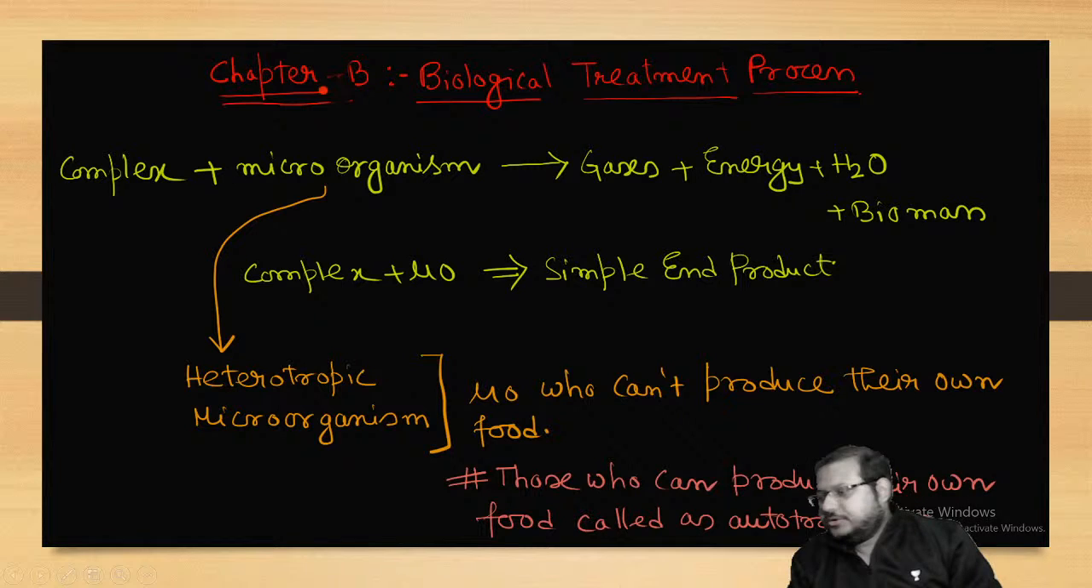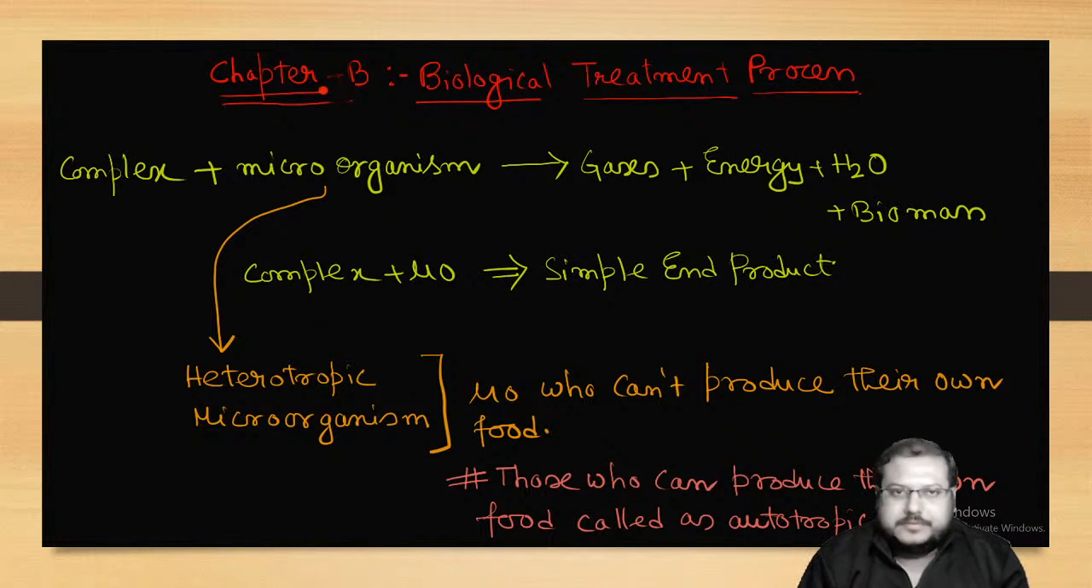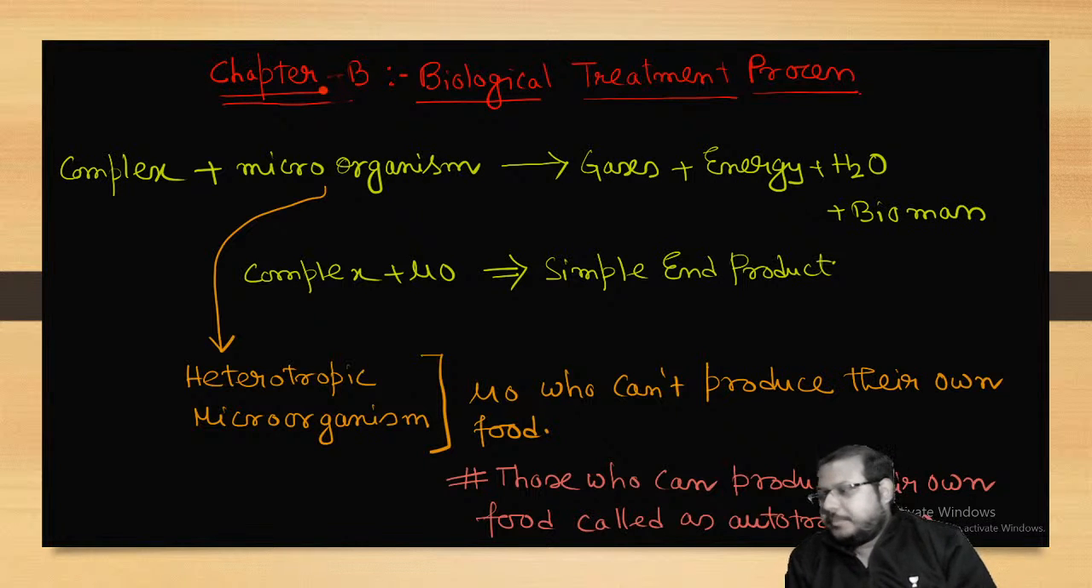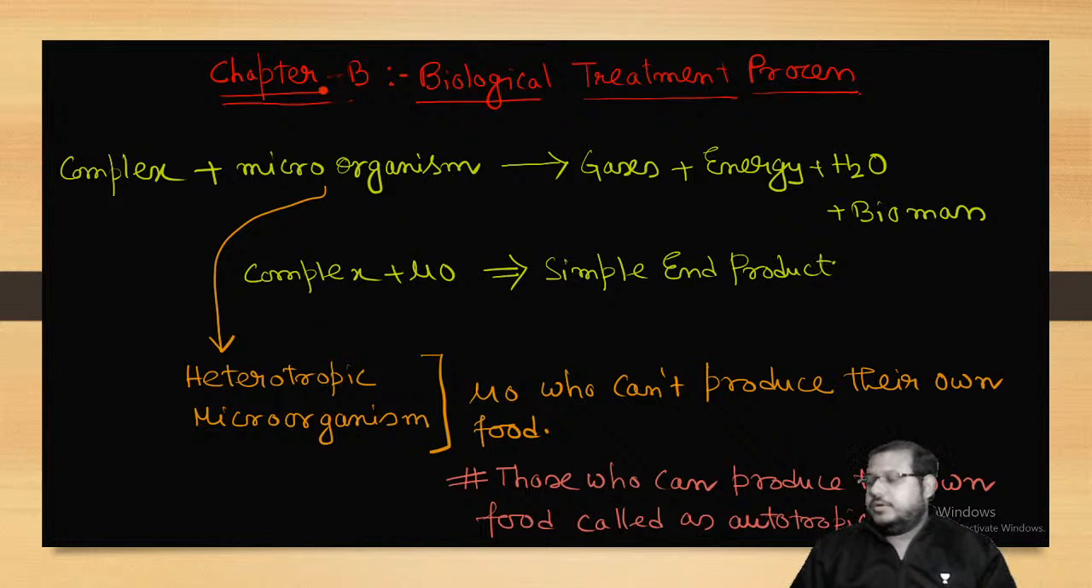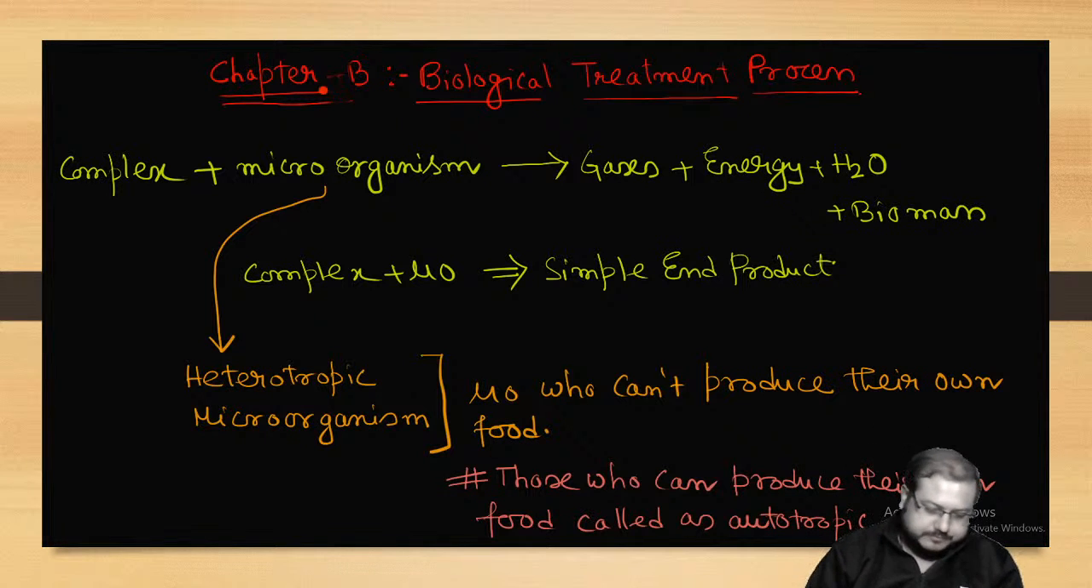So, see, we are talking about the biological treatment process. In biological treatment process, complex matter is generally acted upon by microorganisms, and it will give you gases, energy, water, and biomass. Now, this complex plus microorganism will give you simple end products. What type of microorganisms are they? They will be heterotrophic microorganisms, who can't produce their own food.